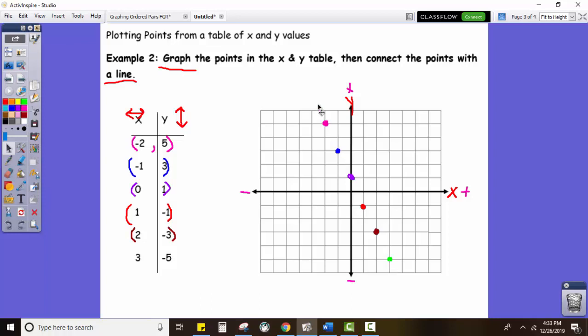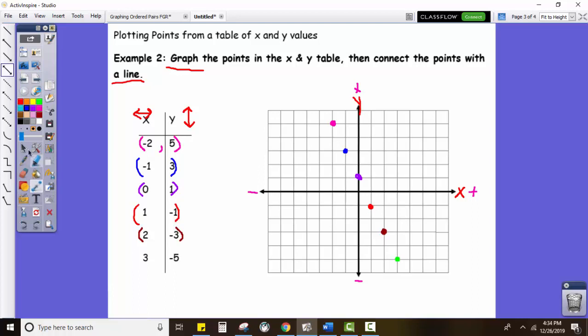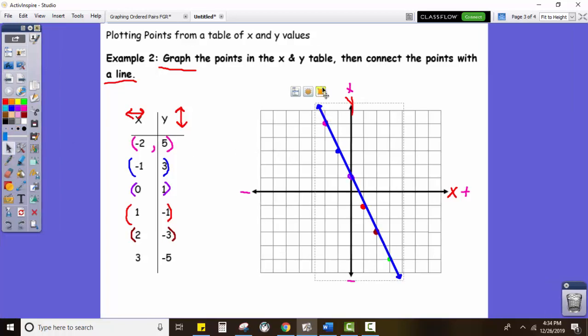Okay, and then you're going to take something straight, like the edge of your notebook, the edge of your binder, and you are going to draw a straight line to connect those points there. And they should all form a straight line. If they don't, you did something wrong. So I'm going to connect and make a straight line out of those points. And you can see that all of the points are on the line.